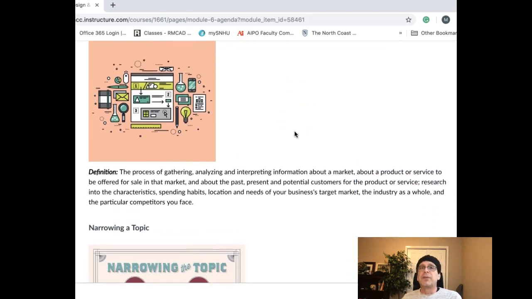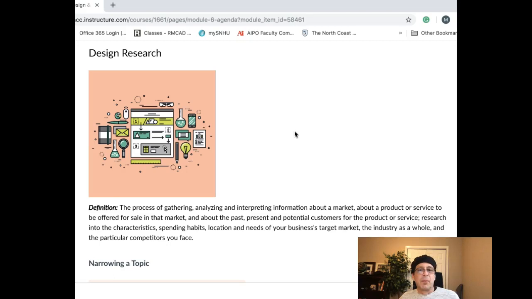I mean, the more research, and I don't care if you're designing something like a simple trifold brochure for a client, a logo, a magazine ad.